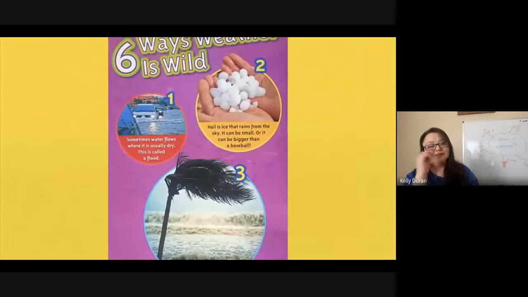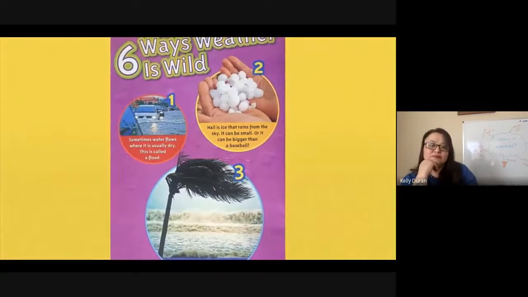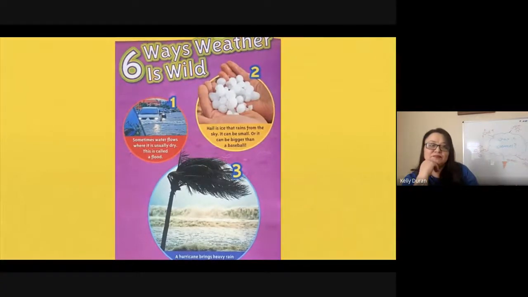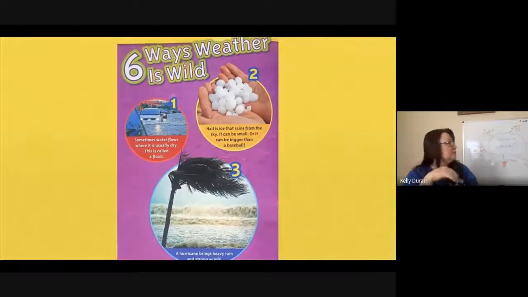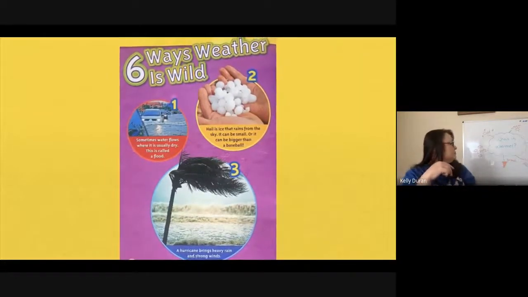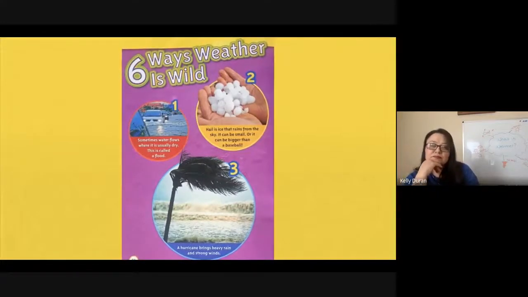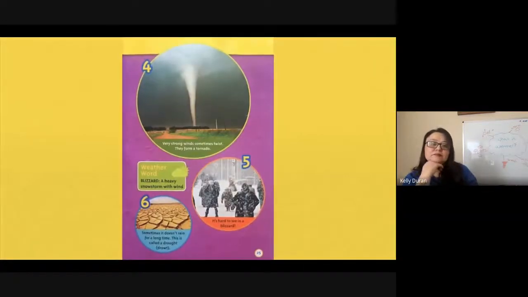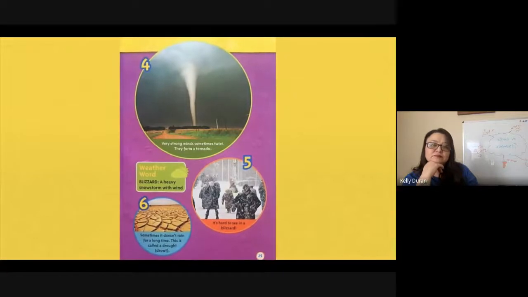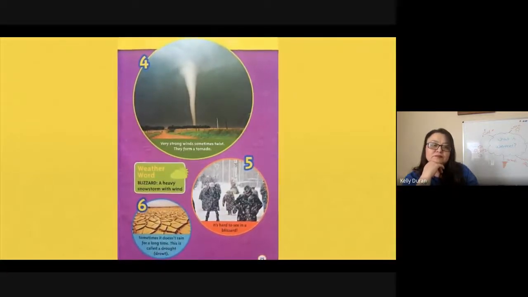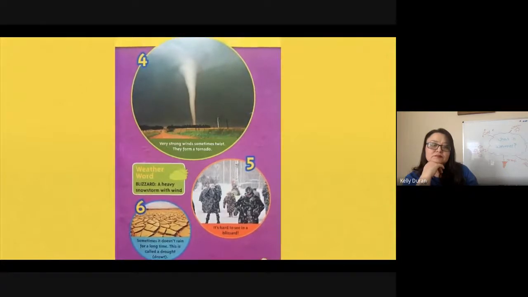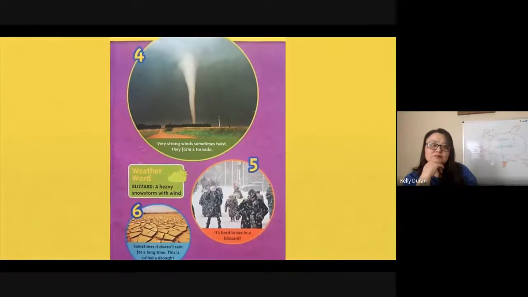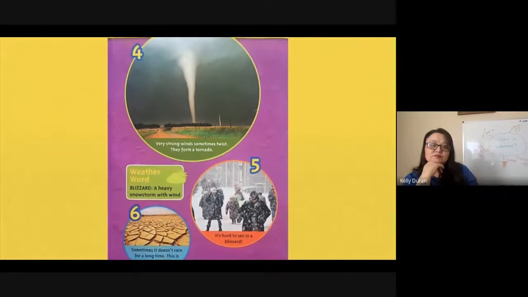6 ways weather is wild. Number 1, sometimes water flows where it is usually dry. This is called a flood. Number 2, hail is ice that rains from the sky. It can be small or it can be bigger than a baseball. Number 3, a hurricane brings heavy rain and strong winds. Number 4, very strong winds sometimes twist. They form a tornado. Number 5, it's hard to see in a blizzard. Number 6, sometimes it doesn't rain for a long time. This is called a drought. Weather word, blizzard, a heavy snowstorm with wind.